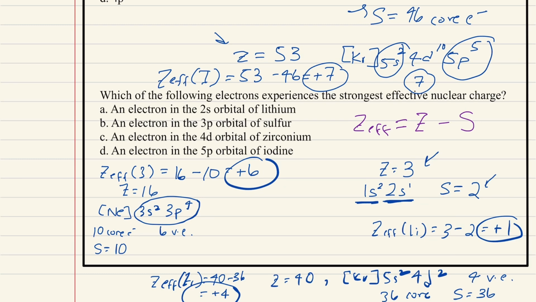Since the 5p electrons in iodine have the highest effective nuclear charge of plus 7, greater than any of the other values we calculated, they are going to experience the strongest effective nuclear charge among the given choices. So the correct answer here is going to be D.